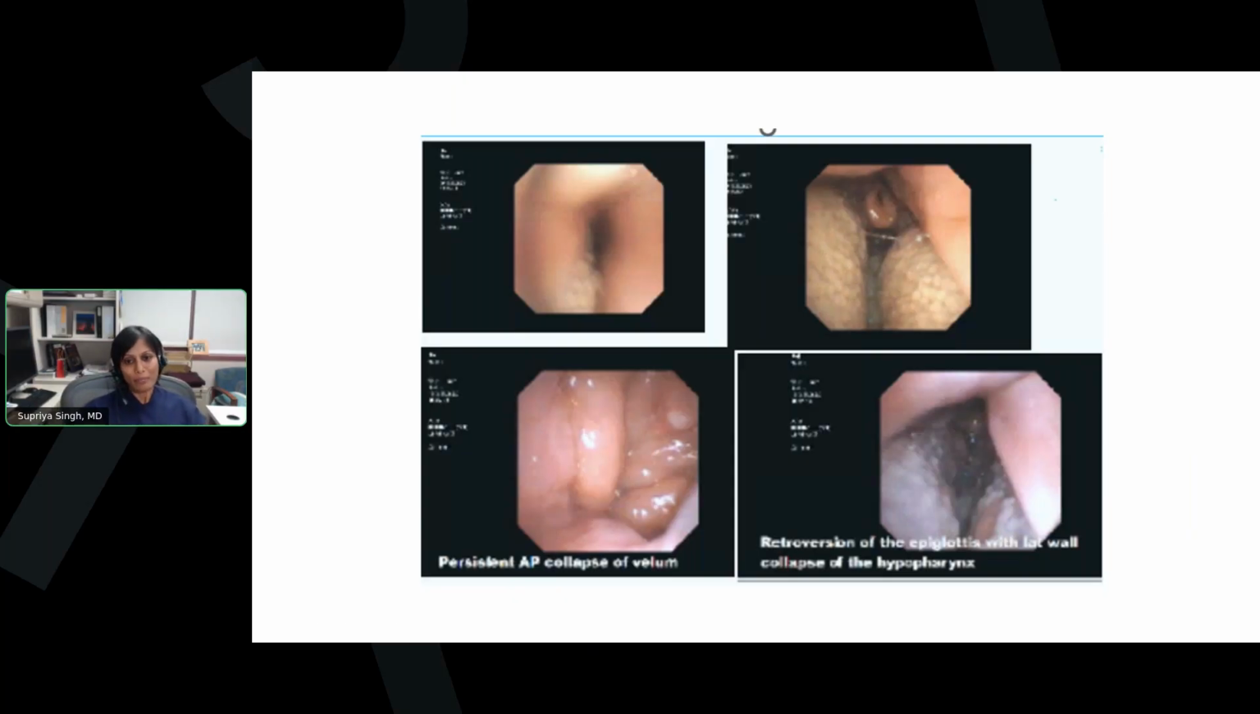So the point being that when patients come and complain to us that, hey, I can't tolerate my CPAP, it's not always in their head. It's actually a real, genuine problem that we come across.